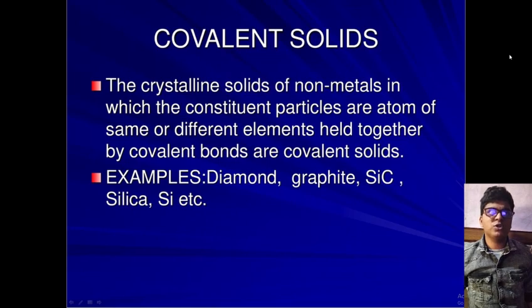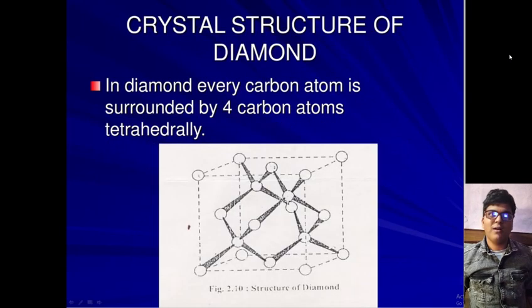Covalent solids. The crystalline solids of non-metals in which the constituent particles or atoms of the same or different elements are held together by covalent bonds are called covalent solids. Examples: diamond, graphite, SiC, silica, Si, etc. Crystal structure of diamond. In diamond, every carbon atom is surrounded by four carbon atoms tetrahedrally. This is the example of the structure of diamond.